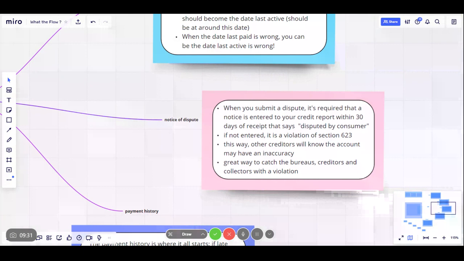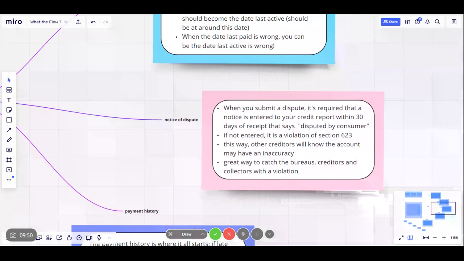So that's one of the reasons that you want that notice of dispute to be on there, because if you just have a negative item sitting on your credit report and you go to apply for something and you can't tell them, like, "Hey, I disputed this." Okay, well, why isn't that notice of dispute on there? We just think that you're okay with having a negative item on your credit report.